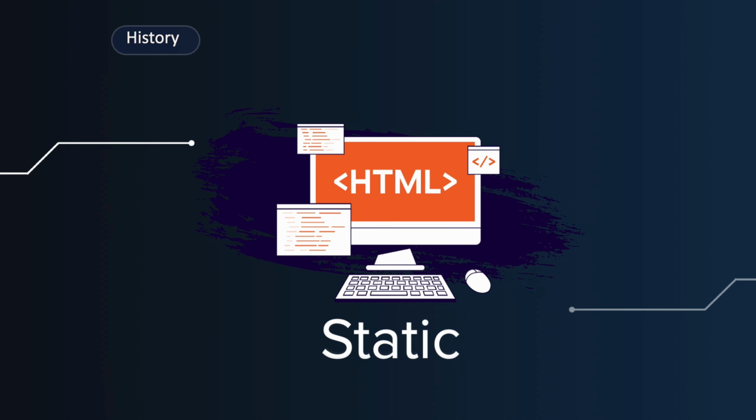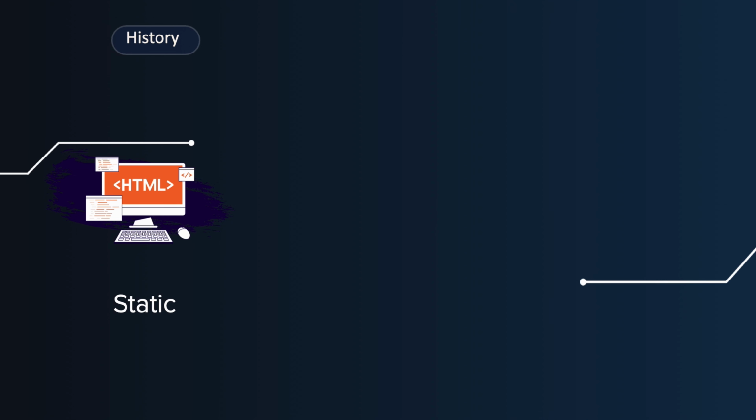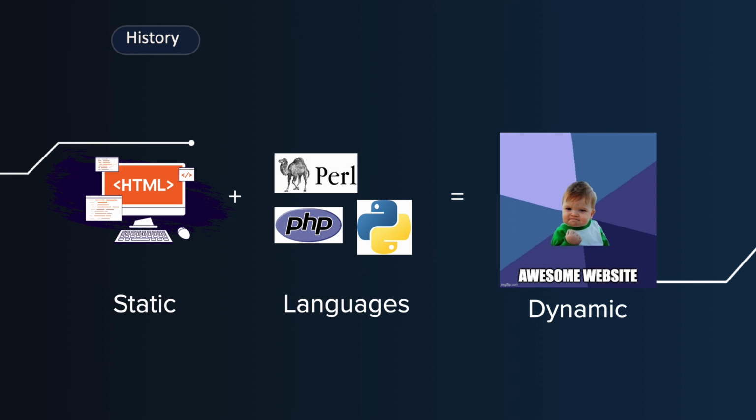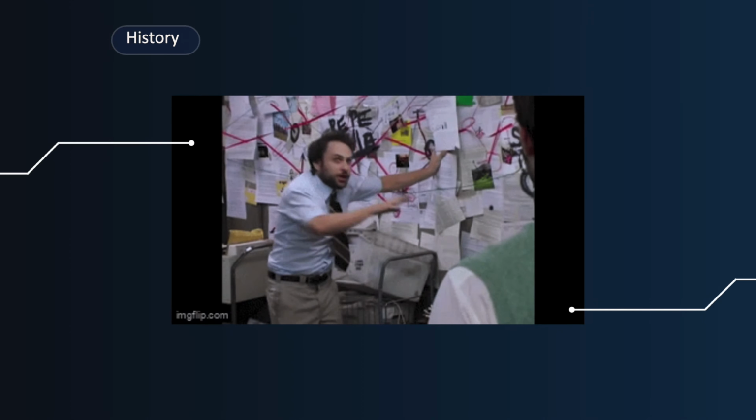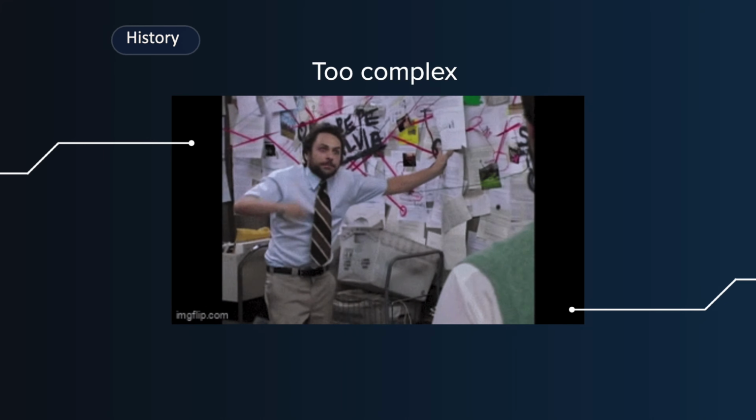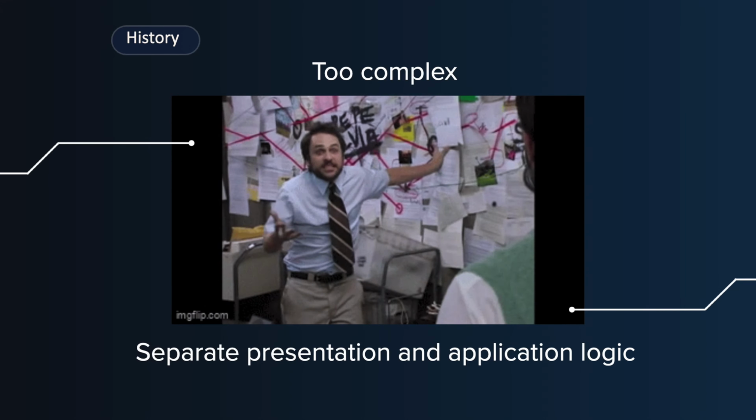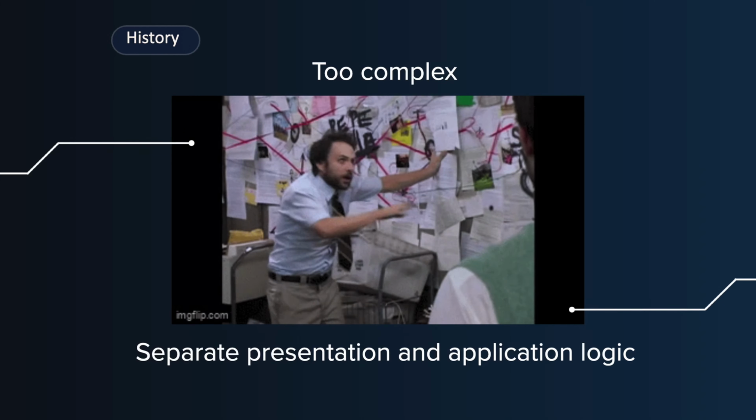So in order to add dynamic content, server-side scripting languages like Perl and PHP emerged, enabling developers to embed server-side code within the HTML. This allowed for more complex and dynamic web applications. As web applications grew in complexity, mixing code with HTML became a pain, since the developer not only has to take care of how the website looks, but also the application logic behind it.